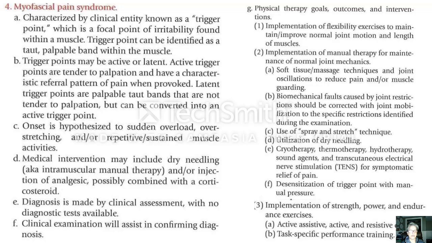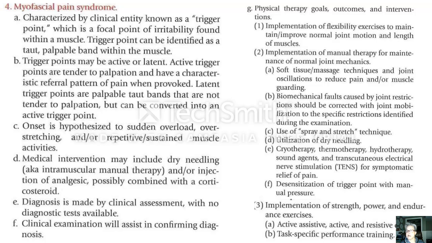Onset is hypothesized to be due to sudden overload, overstretching, and or repetitive sustained muscle activities. Medical intervention may include dry needling, intramuscular manual therapy, and or injection of analgesic, possibly combined with a corticosteroid. Diagnosis is made by clinical assessment with no diagnostic test available. Clinical examination will assist in confirming diagnosis.